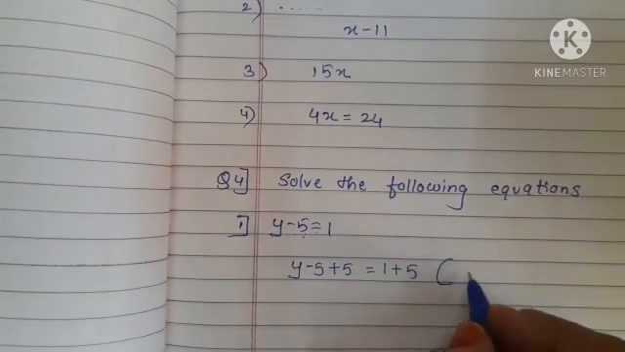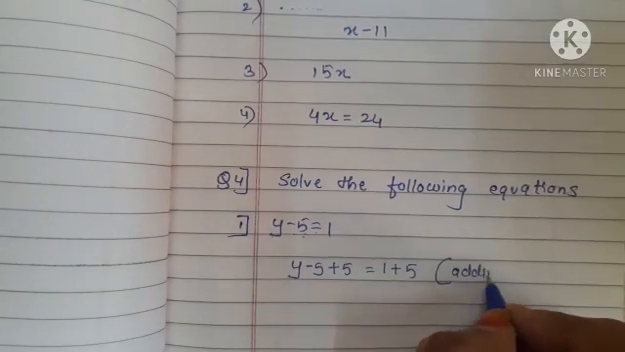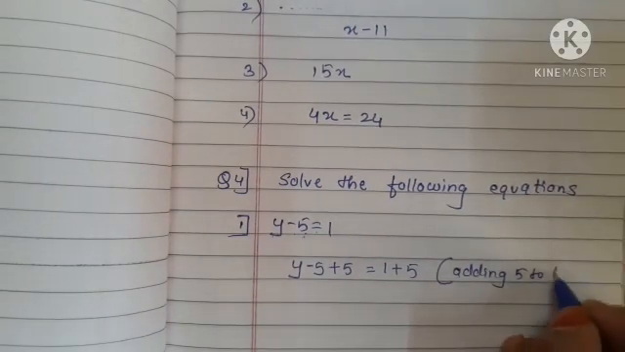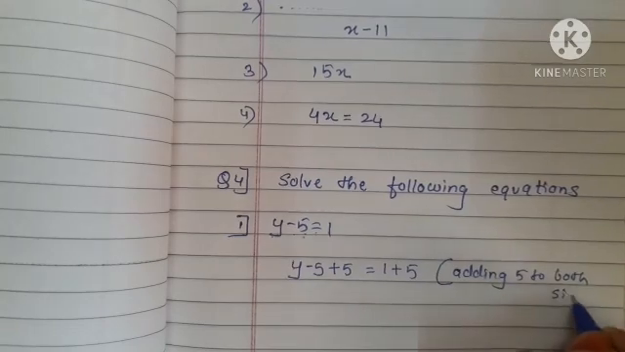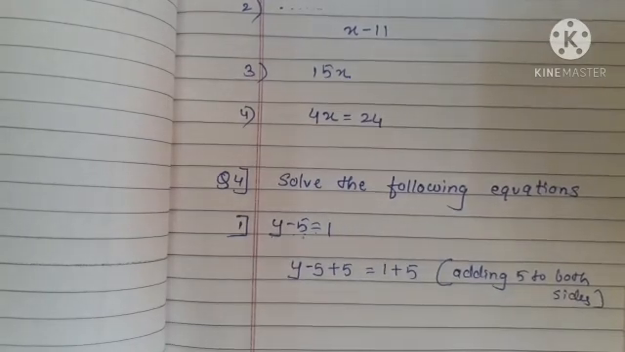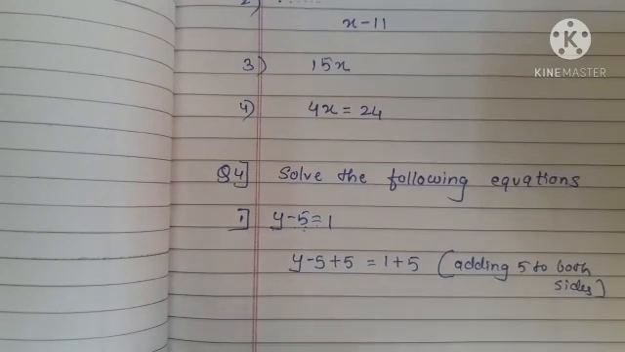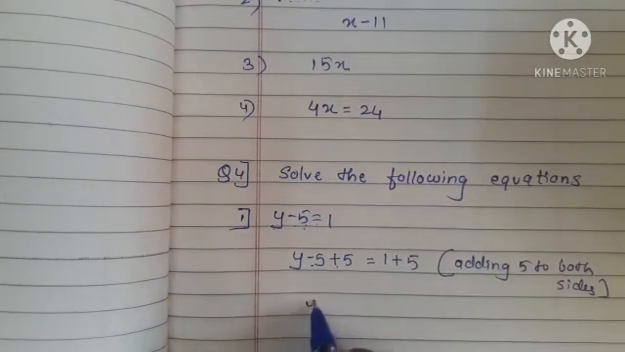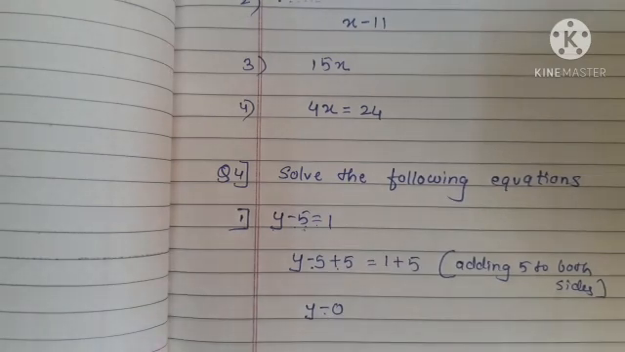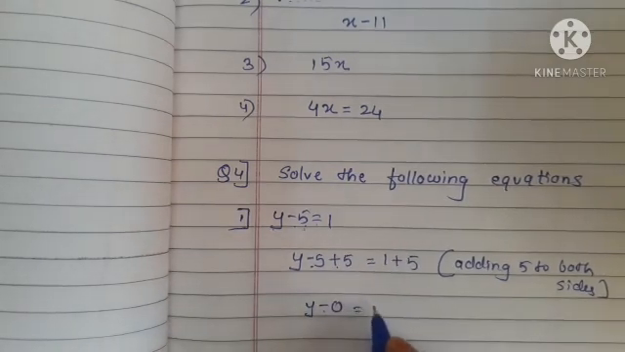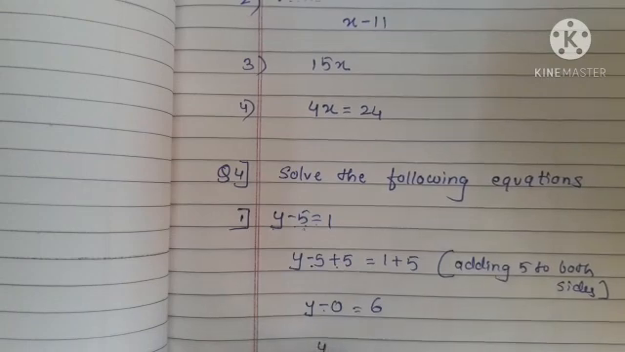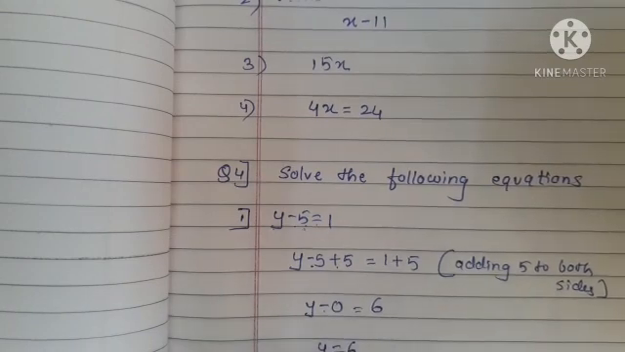Here in the bracket, what will we be writing? Adding 5 to both sides. This should be written without fail. Now here minus 5 plus 5, the answer is 0. You can write plus or minus. So it is equal to 6. So here your answer is y equals 6.